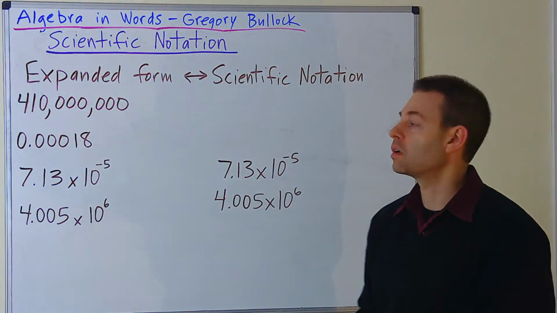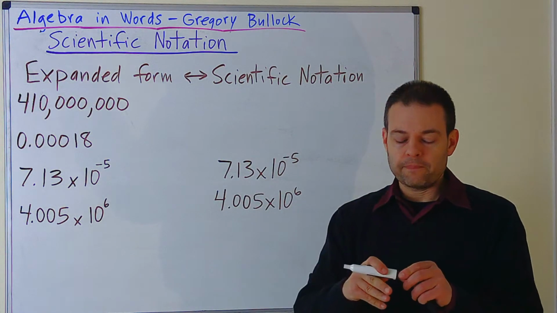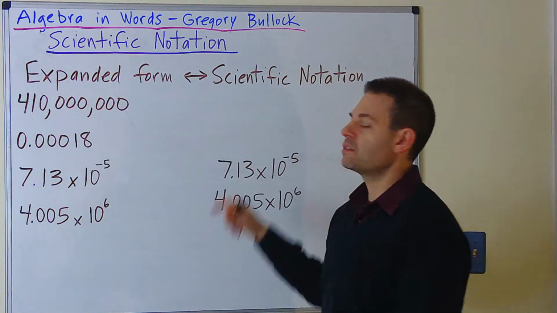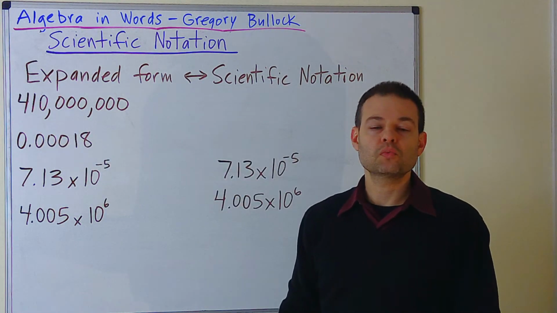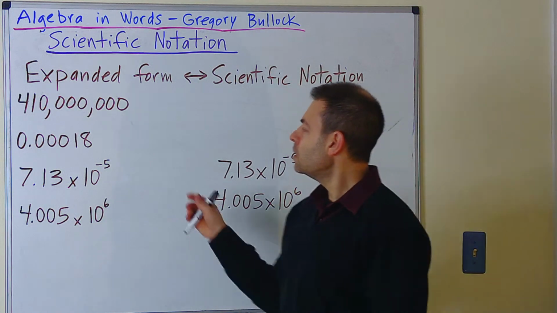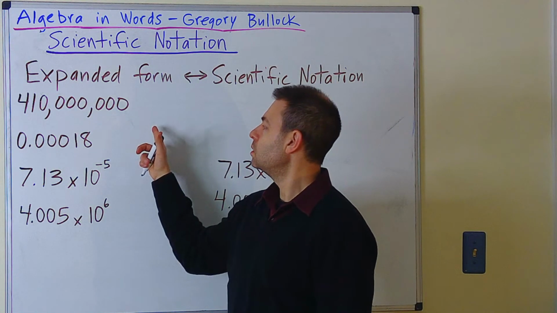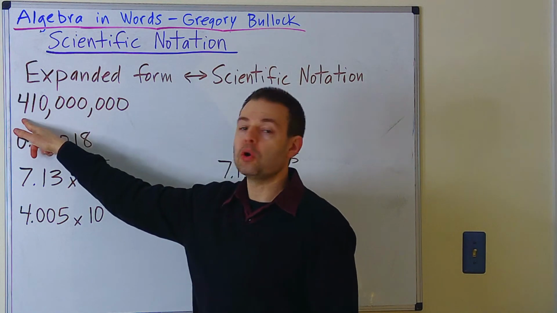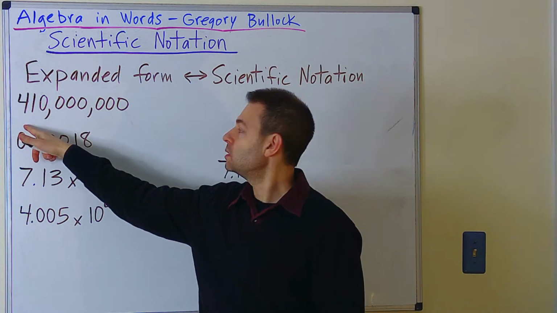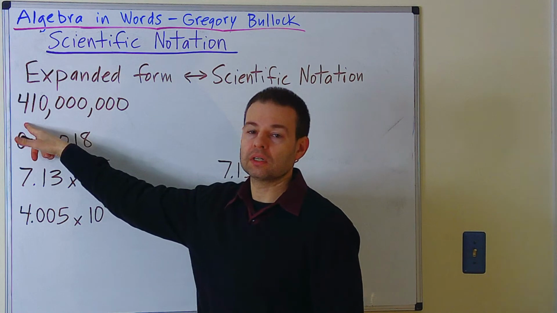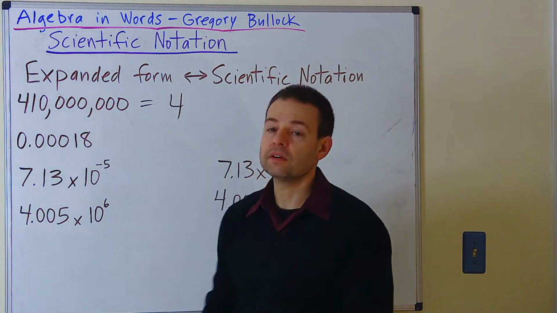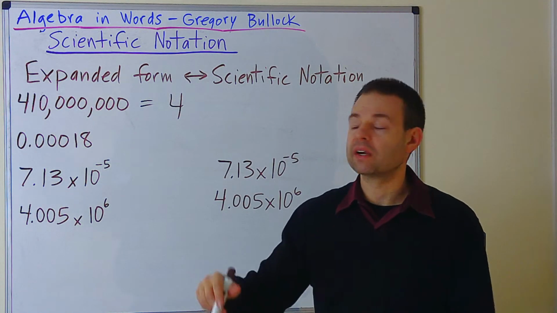Okay, so let's get started. Now, to set up a number from expanded form into scientific notation, this is what you want to do. You're going to pay attention to, at least for a big number like this, the leftmost non-zero number. In this case, it's 4. So I'm going to write 4 here, and we're going to go from there.